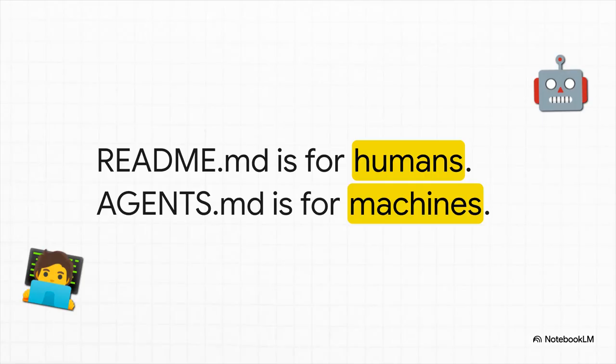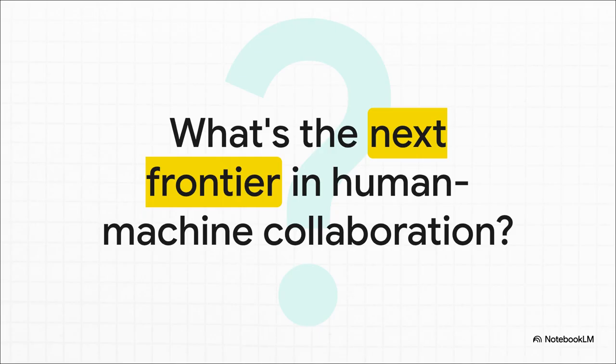So look, if you remember just one thing from all of this, let it be this right here. README.md is for talking to other humans. AGENTS.md is for talking to your new AI development partners. It's a simple distinction, but it is the absolute key to making this collaboration work. And that really gets you thinking, doesn't it? Creating a simple, standard instruction manual for an AI is a massive step forward. So now that we have a common language to speak, what's the next great frontier for how humans and machines are going to build software together?